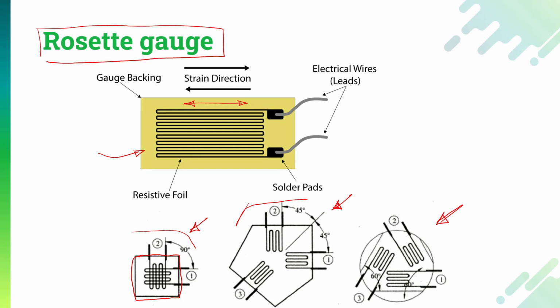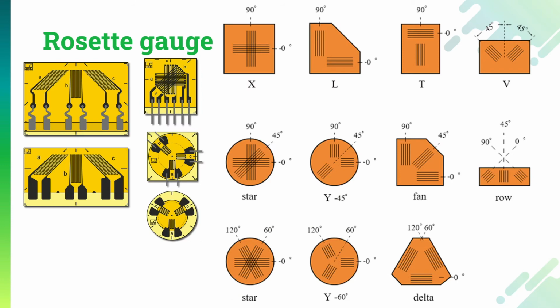So these are all Rosette gauges, which are combinations of various strain gauges in different configurations. There are also some other configurations available, as you can see in this particular figure. There are star, fan and delta configurations available. Various kinds of configurations are available in the Rosette gauges. So Rosette gauges are basically nothing but a combination of strain gauges in various configurations.